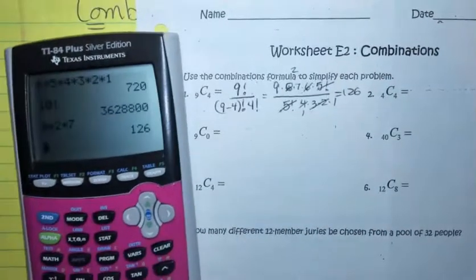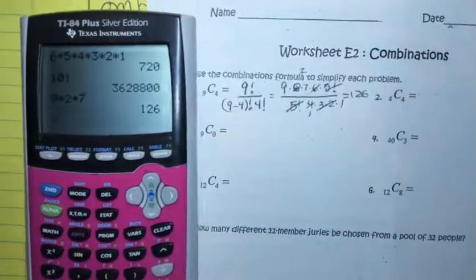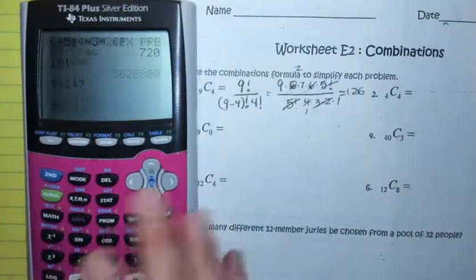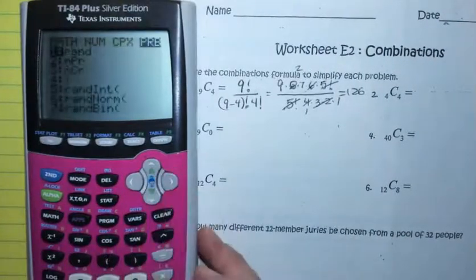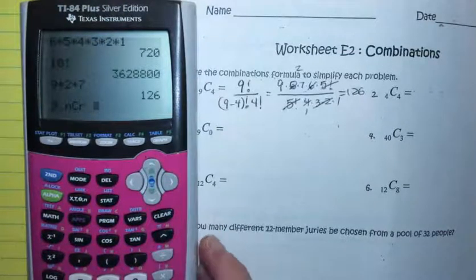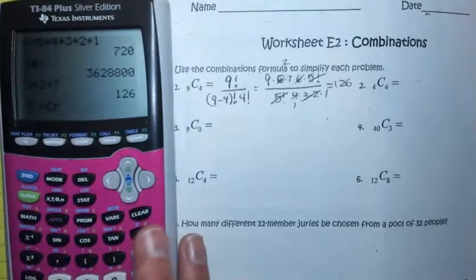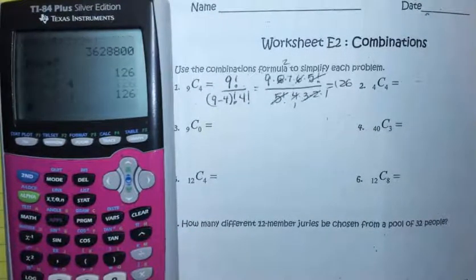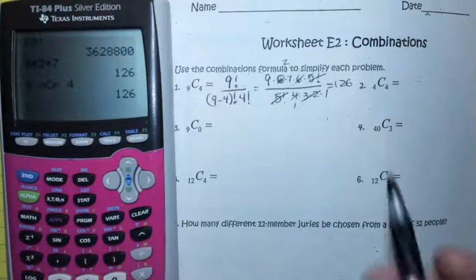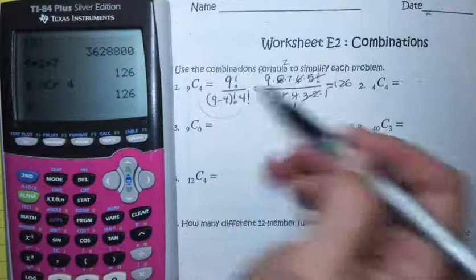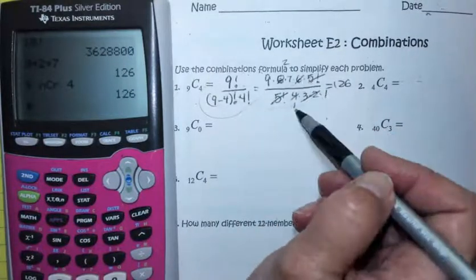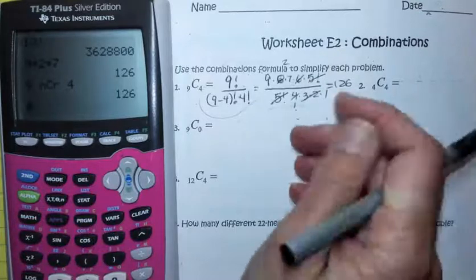I could also put it in my calculator. Again, I'm going to type the first number. I have a 9. And then I'll choose math. I'll go over to PRB. And this time I go to nCr. And I am choosing 4 objects. And I get 126. If you don't have a calculator that does that, I still want to see this for everyone. I'd really like to see this. But if you don't have a calculator that does that, then you will just cancel them like that.